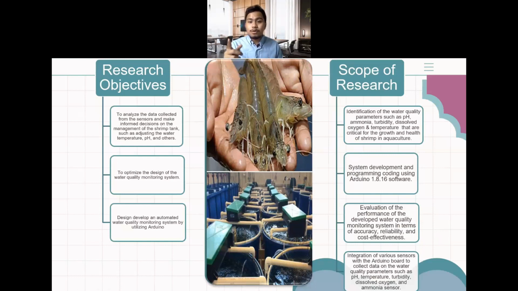Next, we see the scope of research. First is identification of water quality parameters such as pH, ammonia, turbidity, dissolved oxygen, and temperature.